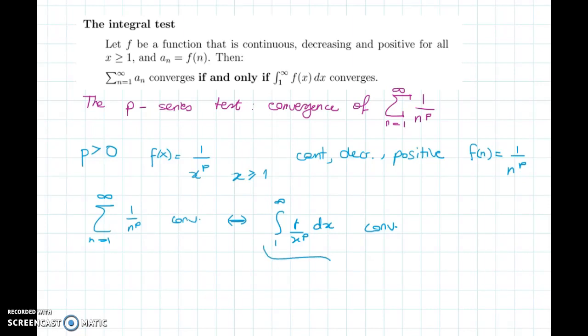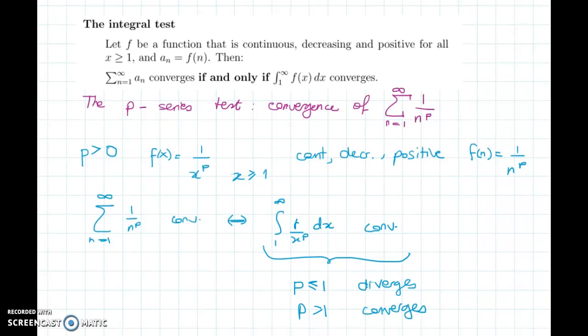But about the improper integral, we worked with this in class, and we saw that for p less or equal than 1, the improper integral is actually divergent. So the associated series is also divergent. So p less or equal than 1 diverges, and for p greater than 1 converges.